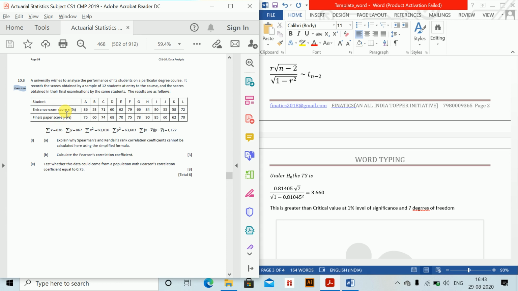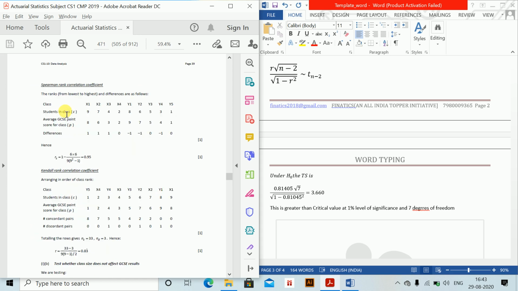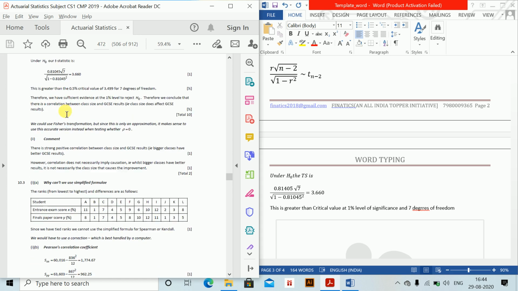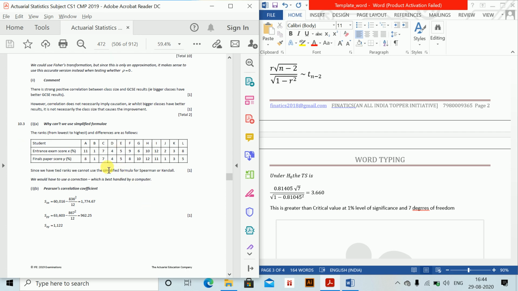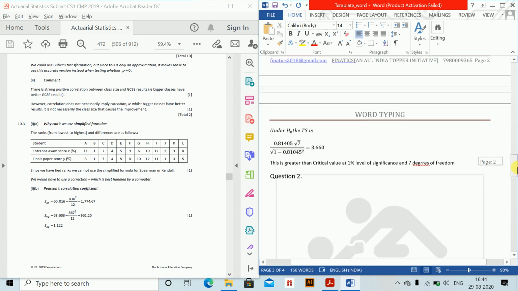Explain why Spearman and Kendall's rank correlation cannot be calculated here using the simplified formula. So again it is theory. The ranks from highest to lowest and differences are as follows, so they have done this table. You can draw the table as I have shown you, and since we have tied ranks, you cannot use the simplified formula. Since we have tied ranks over here, you rank here. So I'll just write it since it's given.